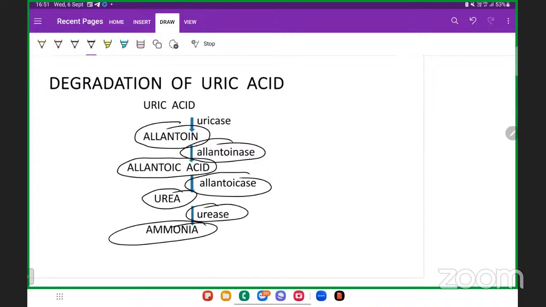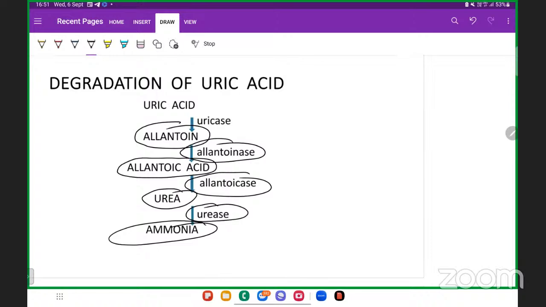See how the process goes. Can't uric acid be excreted directly? Who excretes uric acid directly? Crows, birds, all your pigeons, everything excretes it as uric acid itself. In the form of allantoin, it is water soluble.